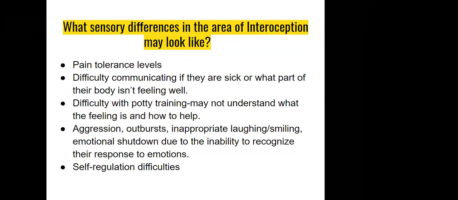What do sensory differences look like in the area of interoception? Take pain tolerance levels: if you have a kiddo with a really high pain tolerance, they are obviously struggling with those interoceptors and recognizing that signal. They might have difficulty communicating what they're feeling, like sickness or if something hurts. Then you see some behaviors come out of this because they are unable to read those cues that our body's giving them. So they might act out or do some other things.